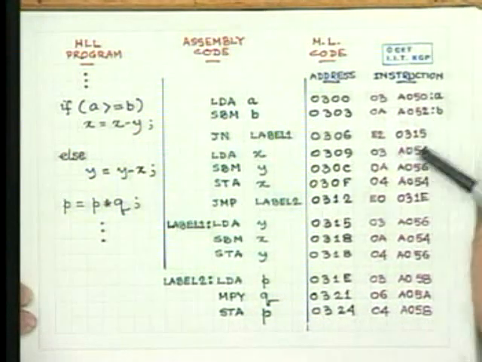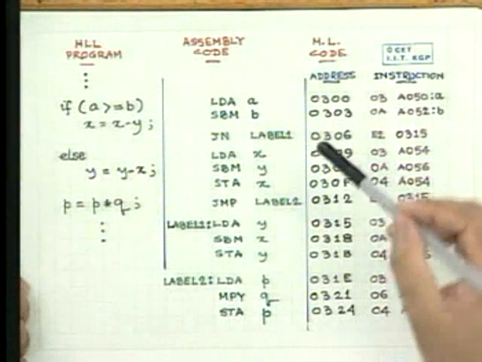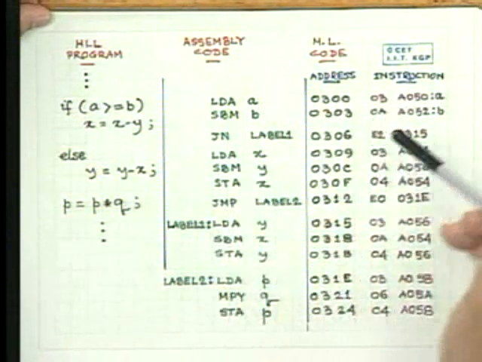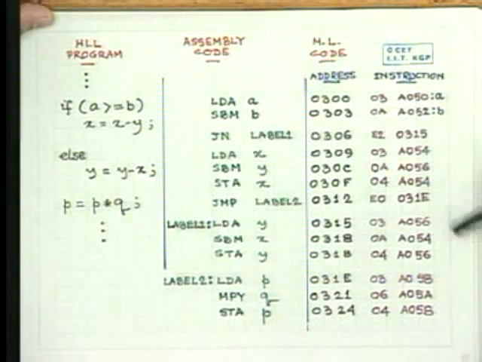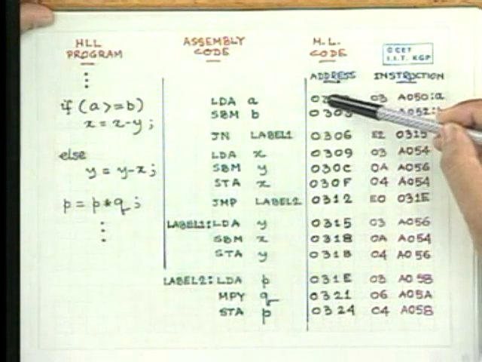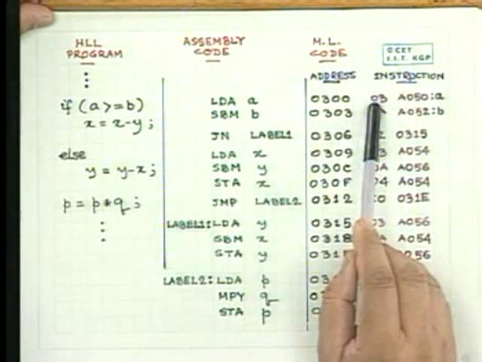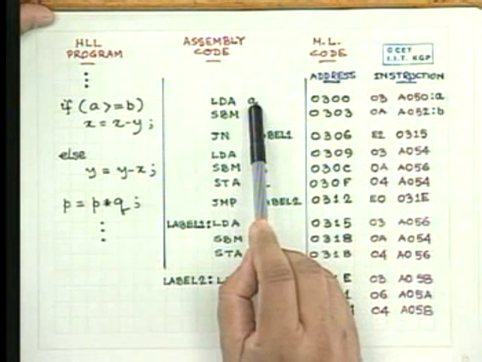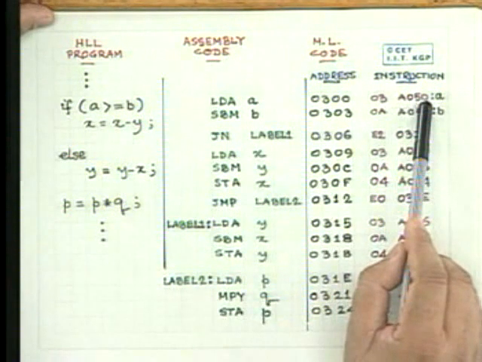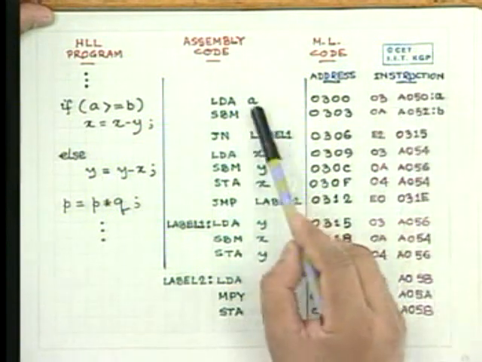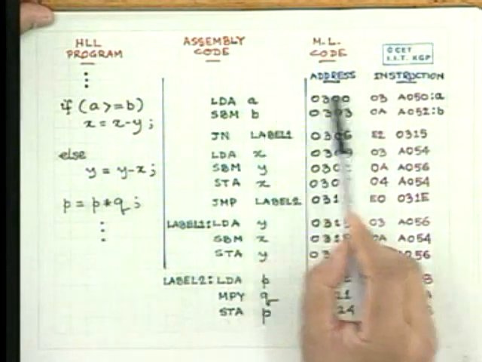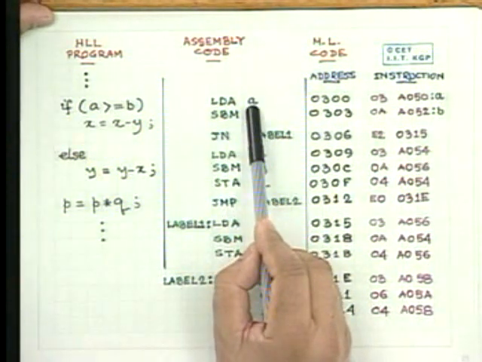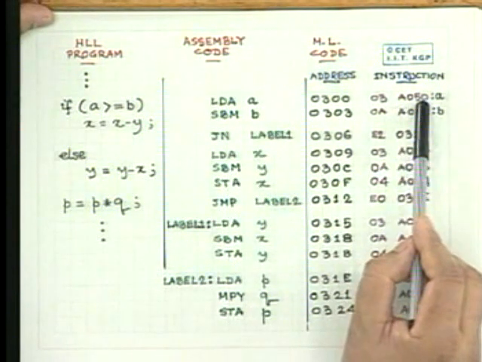Now, here we have shown the corresponding machine language program of this assembly language code. I have assumed that once more it has started from the location 0300. Load accumulator A: the opcode for load accumulator is 03, and the address of A is A050. That means the value of A was stored in the location A050. The symbolic address A is essentially the memory address A050.